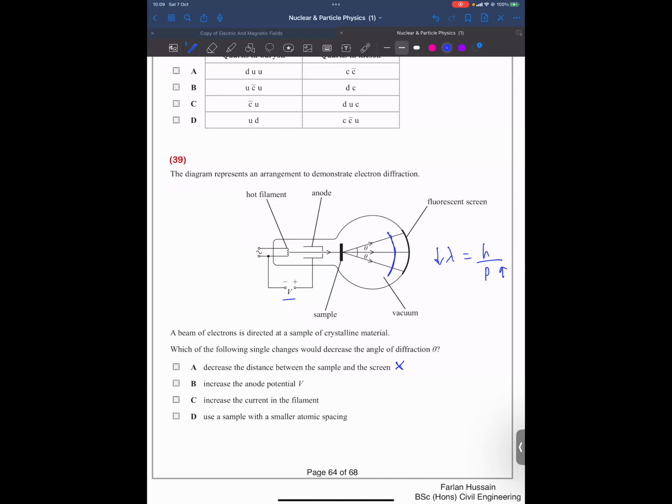See, statement C, increase in the current in the filament. Once again, the increase in the current in the filament has nothing to do with this. It will just make the number of electrons increase. Okay. Use a sample with a small atomic spacing. No, that will be worse. It will create a much bigger angle. If you have a sample with a small atomic spacing, they're asking which would decrease the angle of diffraction. If the atomic spacing is smaller, the angle of diffraction will be more, right?